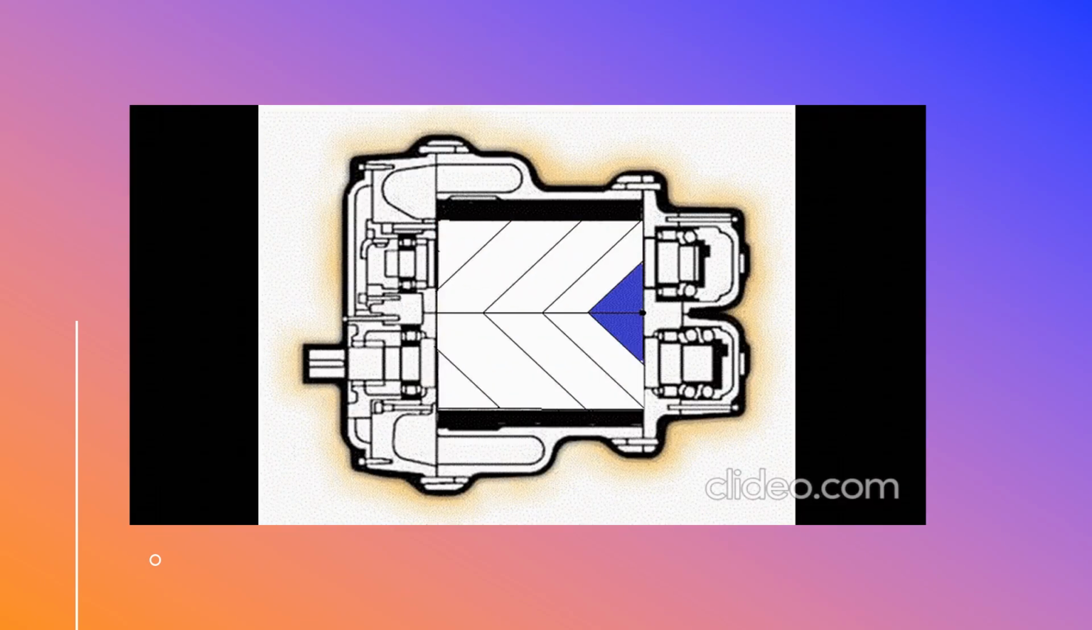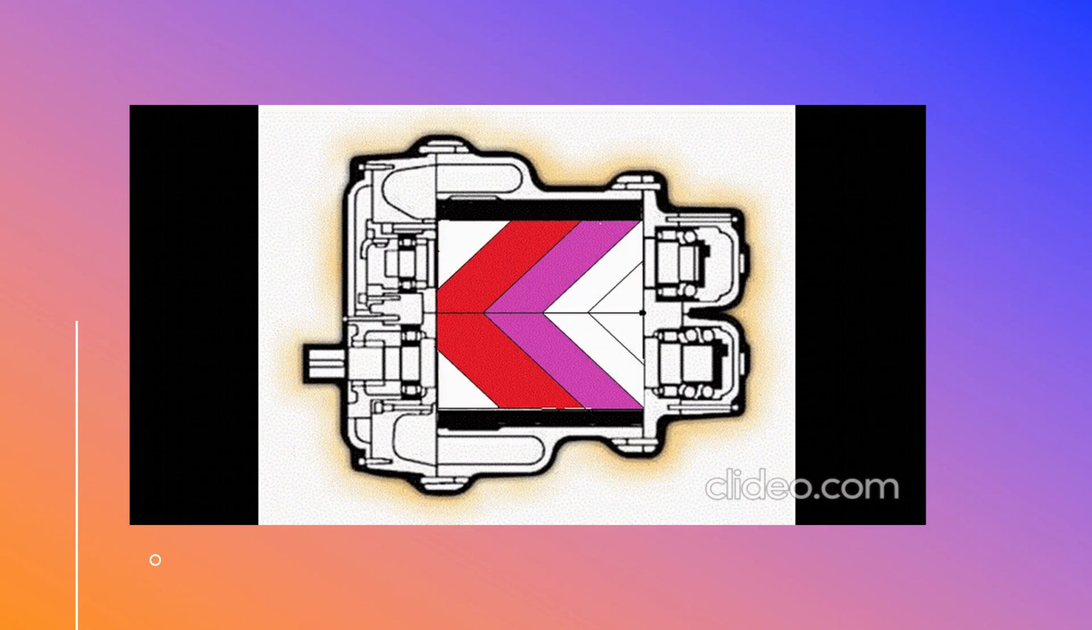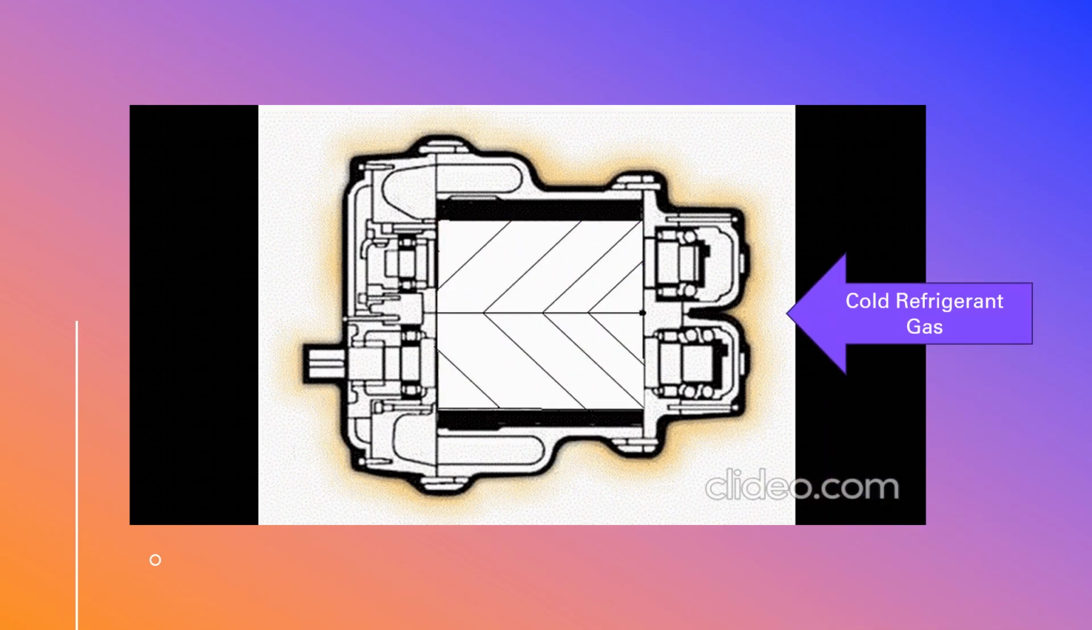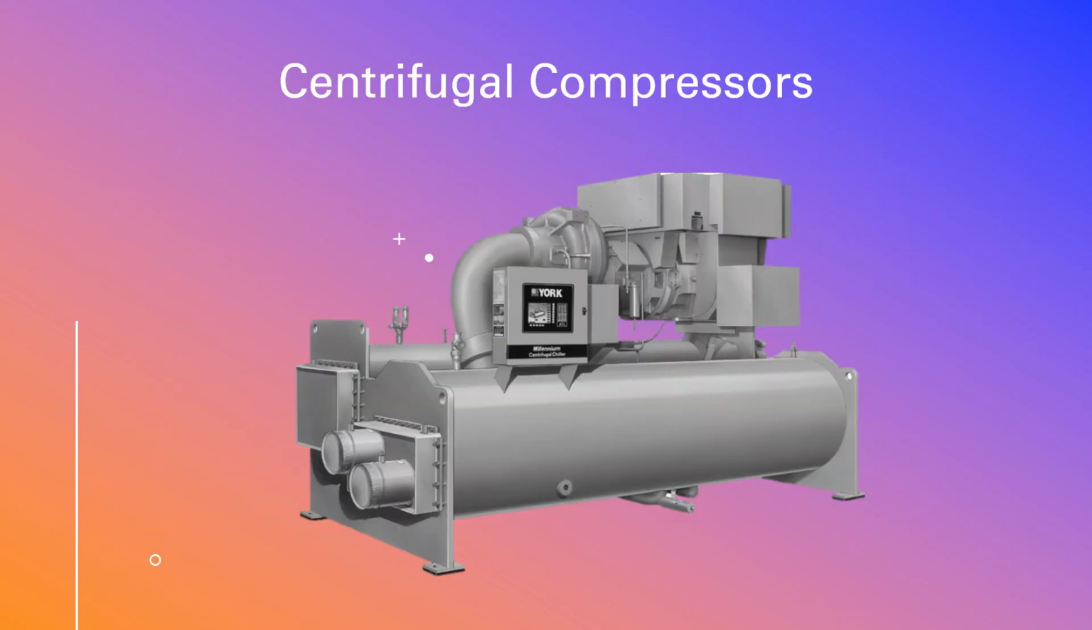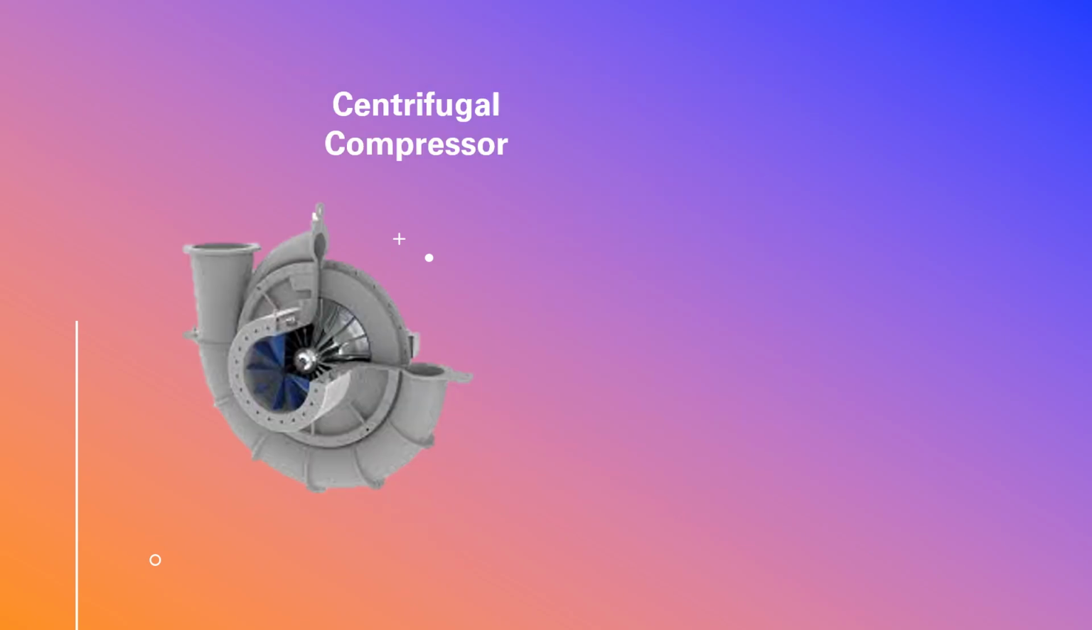So here you can see one simulated operation where the cold refrigerant gas comes in at one end and the gas gets squashed along and comes out as high pressure, high temperature gas at the other end. Now we move on to my personal favourite, which is the centrifugal compressors. Here you can see a cutaway of a centrifugal compressor. We have the gas entry, known as the eye of the compressor, and we have the gas exit.